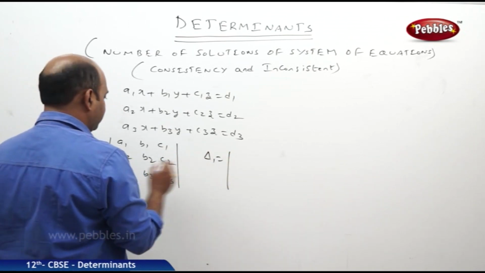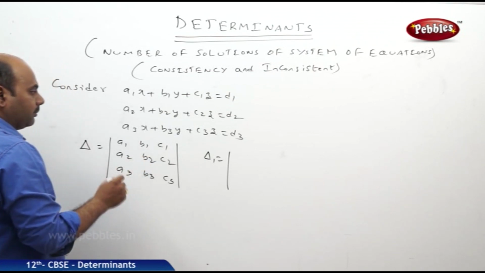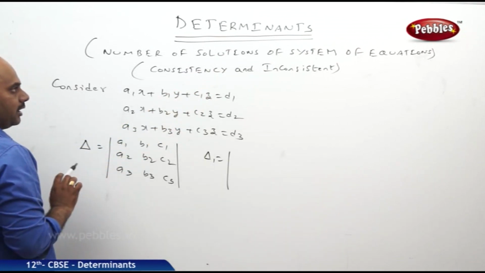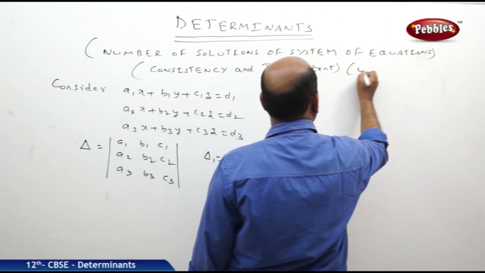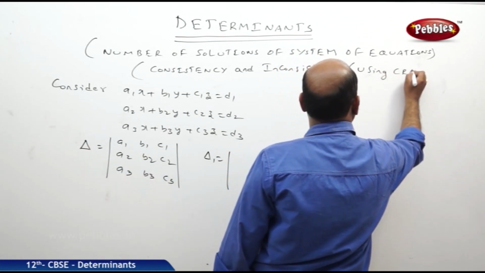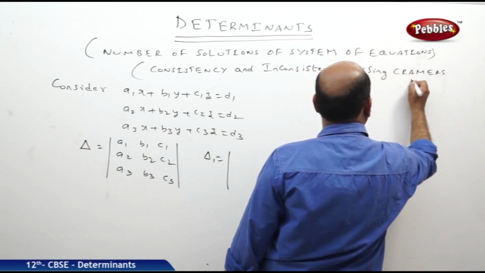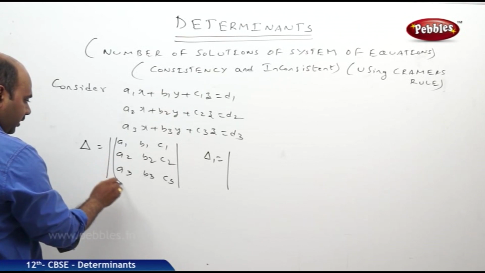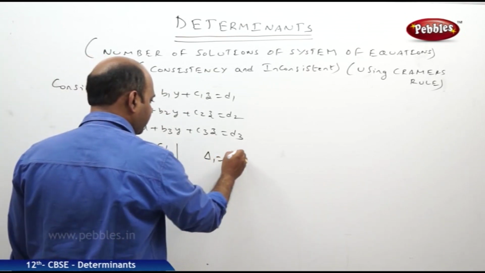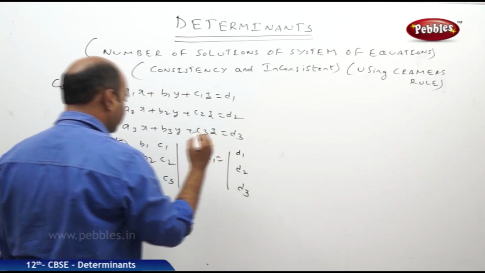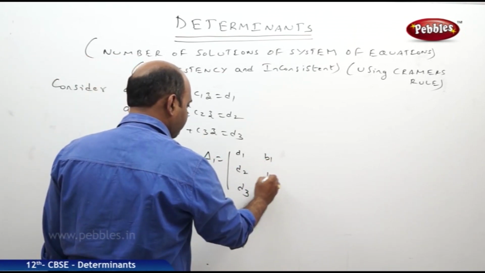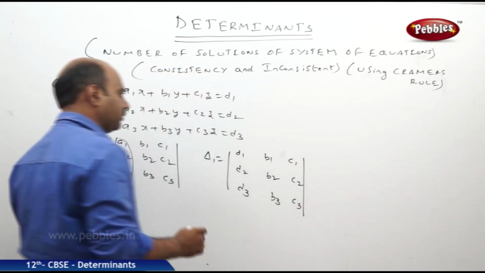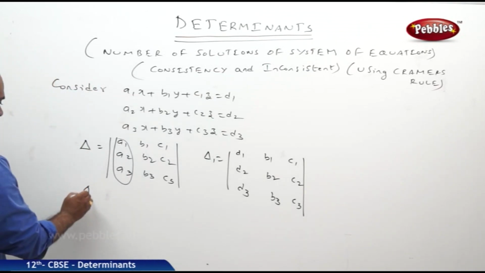Then I will find delta 1. What will be delta 1 for us? By using Cramer's rule, I am developing consistency and inconsistency for a system of equations using Cramer's rule. For delta 1, the first column should be replaced by d1 d2 d3, and the other columns are b1 b2 b3 and c1 c2 c3. This is delta 1.